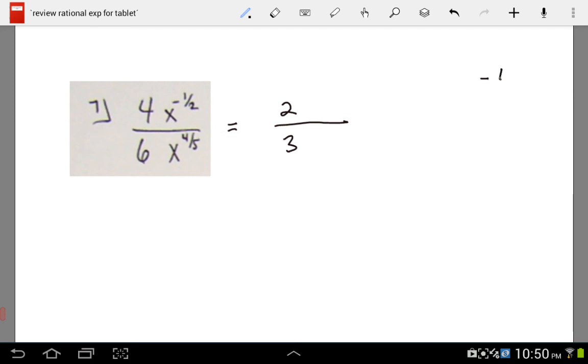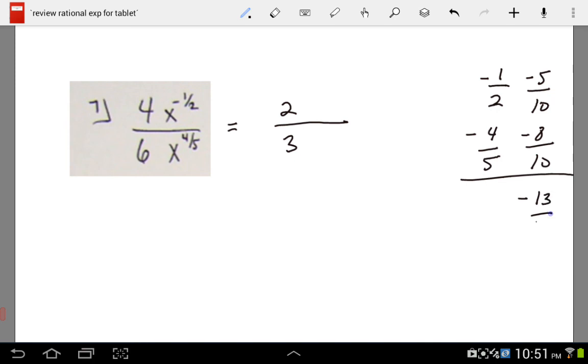So when I'm subtracting, just like adding, I have to get a common denominator. So I have negative 1/2 minus 4/5. Okay, my common denominator is going to be 10 there. So let's see, that's going to be negative 5/10. And then this would be negative 8/10. So negative 5/10 and negative 8/10 would be negative 13/10. Okay, so we'll get 2x to the negative 13/10.